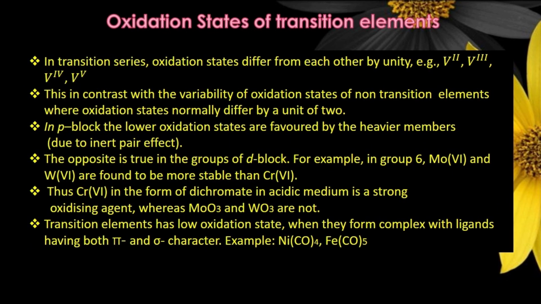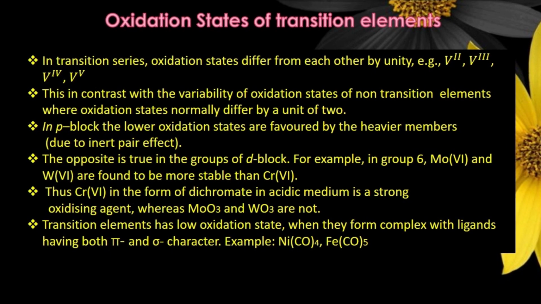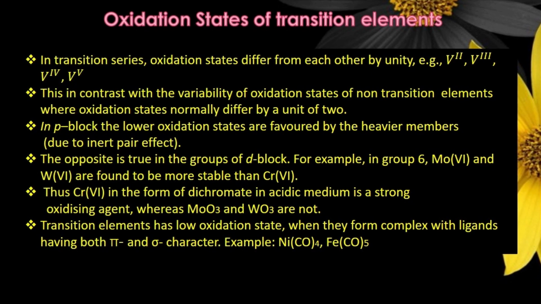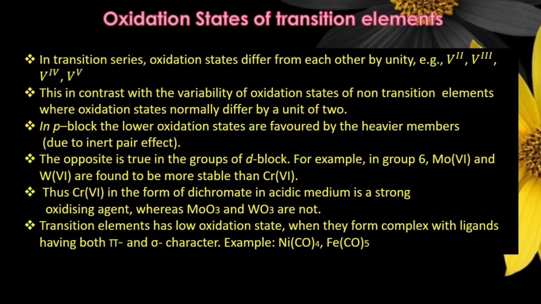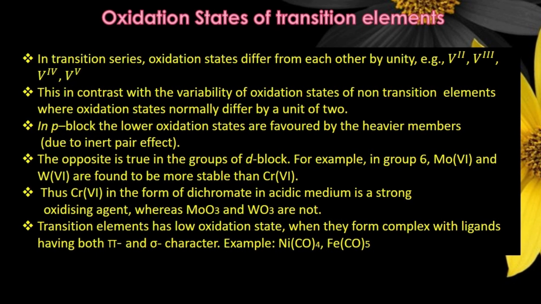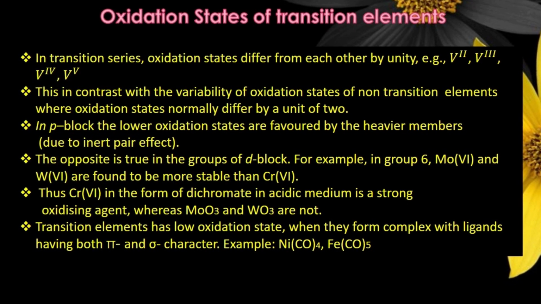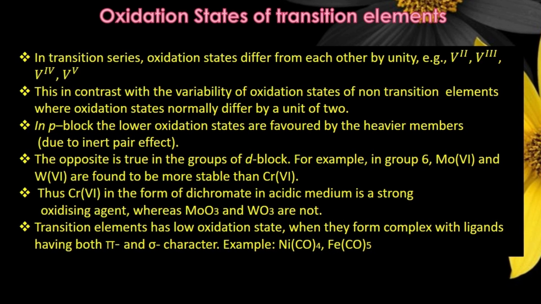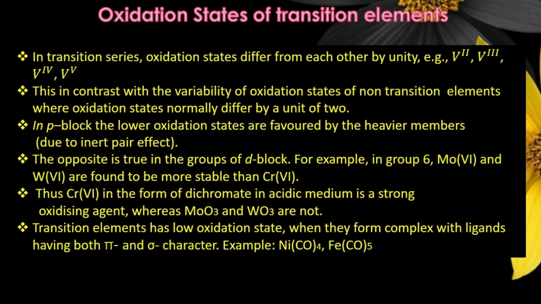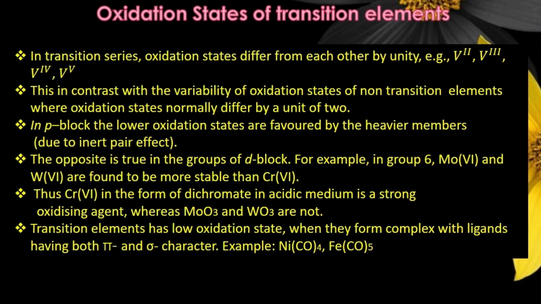One of the differences between transition elements and non-transition elements is their difference in oxidation states. If you consider the transition elements, they differ in their oxidation state by unity. For example, vanadium has +2, +3, +4 and +5 oxidation states. Whereas non-transition elements differ in their oxidation state by a unit of 2. For example, phosphorus, which has +3 and +5 oxidation states.